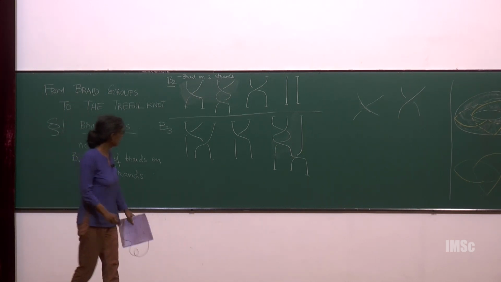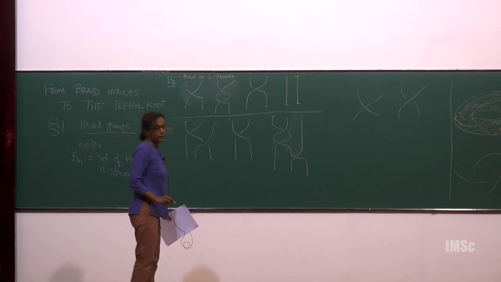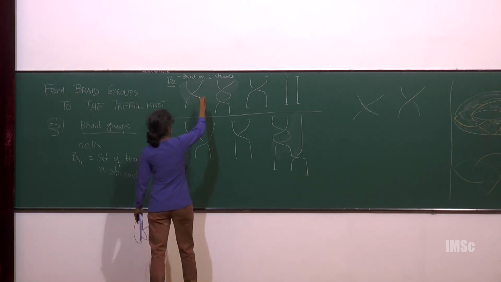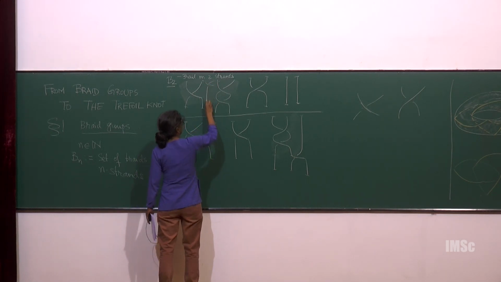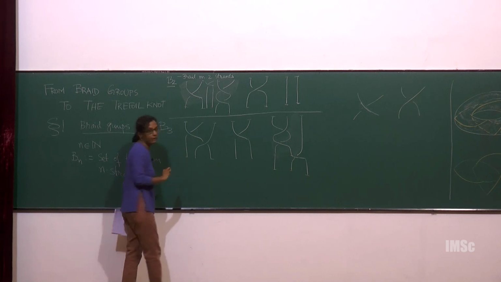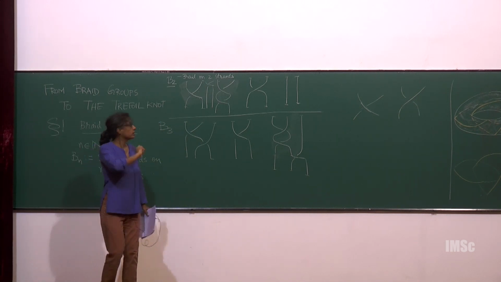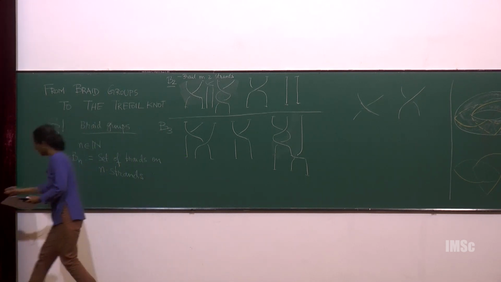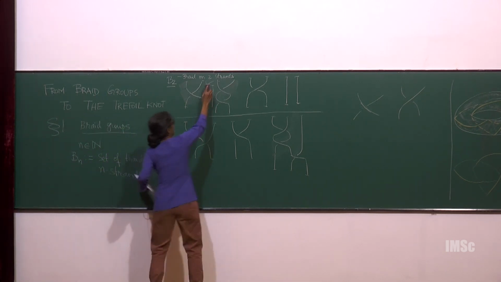Now you may think that there are just way too many ways of drawing them. For example, what if I move this crossing slightly up? Are these 2 the same? We don't want to distinguish between too many different kinds of things. So let me erase this.